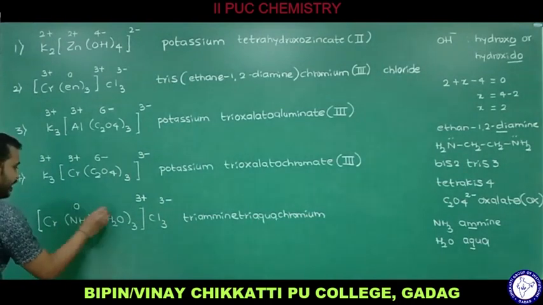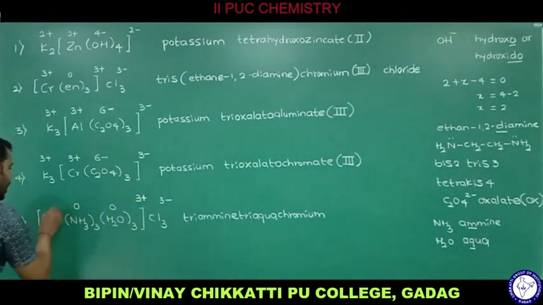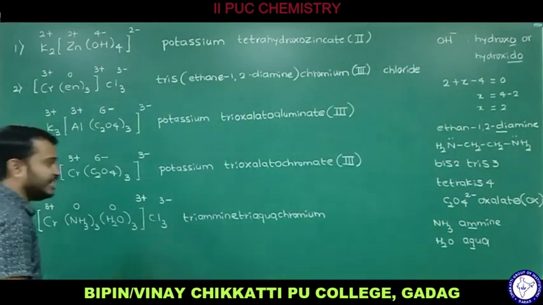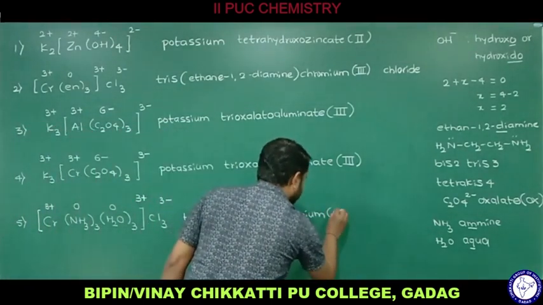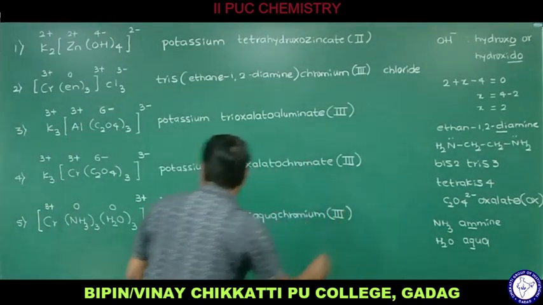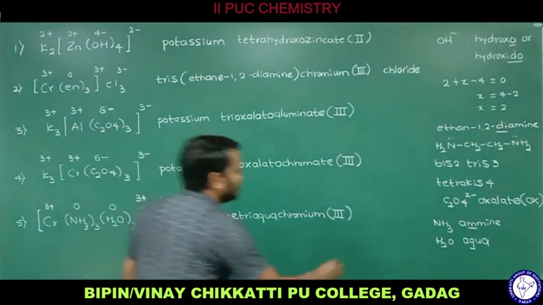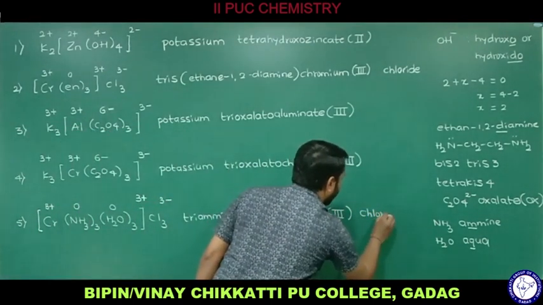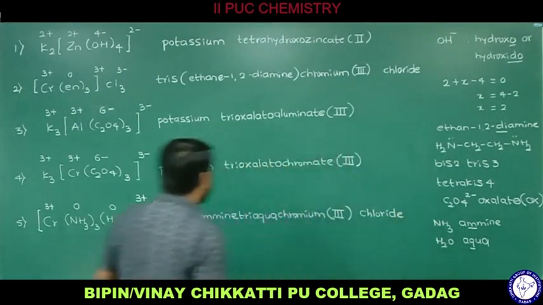NH3 is a neutral ligand, H2O is a neutral ligand, and the charge itself will be the oxidation number of Cr, 3 plus. Chromium 3, the charge will be 3, and we have the anion, that will be Cl. Therefore this I write as chloride. So this is how this particular name I have written.